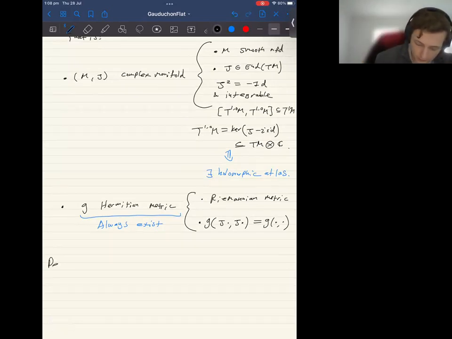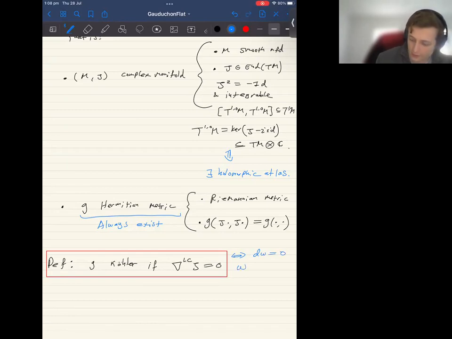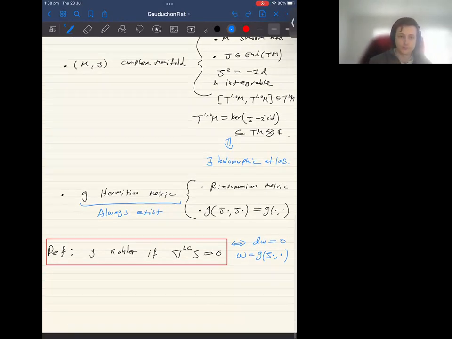So I'll just make a definition. The nicest kind of Hermitian metrics are what we call Kähler metrics. So g is called Kähler if the complex structure is parallel with respect to the Levi-Civita connection. And if you like, this is equivalent to this form omega being closed, where omega is what we call the fundamental form or the Kähler form. This is just g that's been twisted by J. Okay, and we ask that that form is closed.